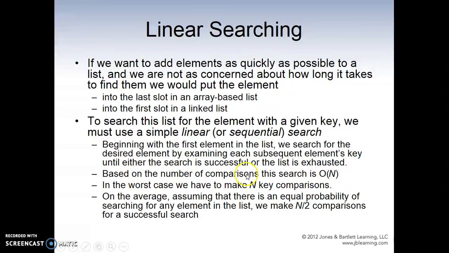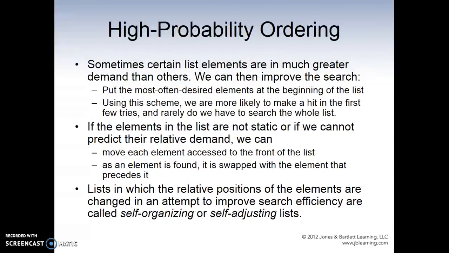The number of comparisons costs you O(n) for linear search. In the worst case, we have to make n key comparisons. On average, assuming there's an equal probability of searching for any element in the list, we make n divided by 2 comparisons for a successful search. So that's the average.